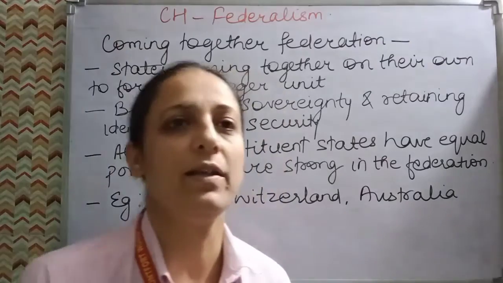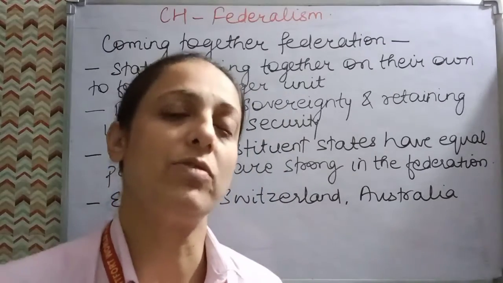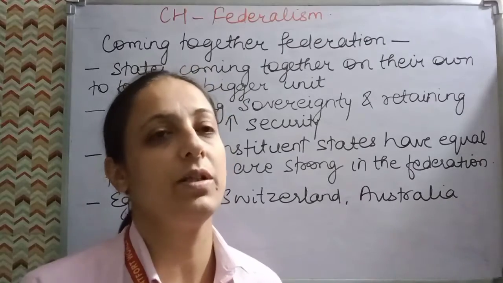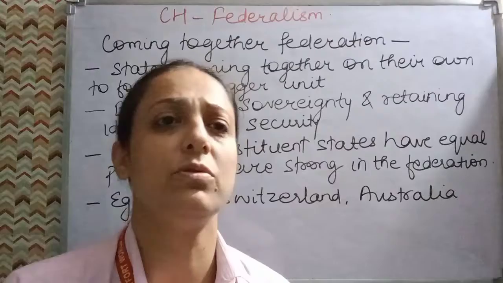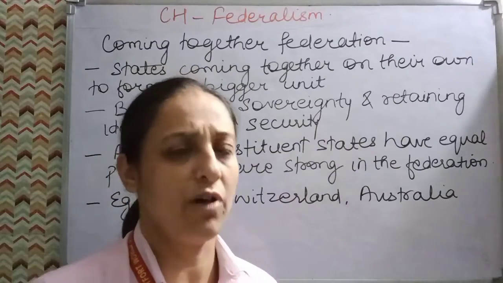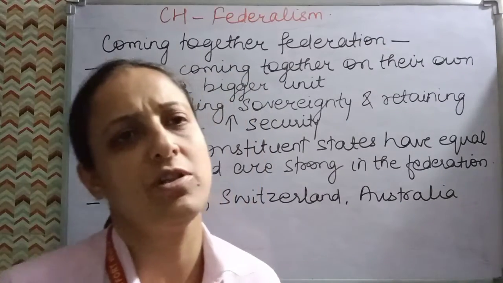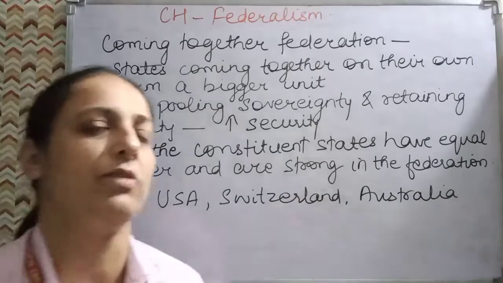Now the exact balance between the powers of the central government and the state government varies from federation to federation. There are two routes through which federations are formed. One is coming together federation and the second is holding together federation.